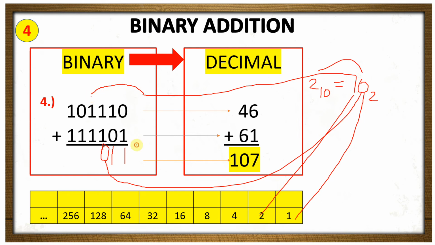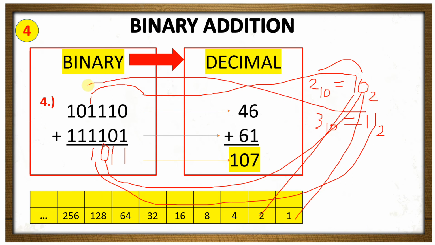To the next place value here. Okay, so next 1 plus 1 plus 1 is actually 3. That's 3 in decimal, equal to 1 1 in binary, meaning 1 is on and 2 is on. So 2 plus 1 is 3. So you bring down here the 1 and then carry over to the next place value this 1.